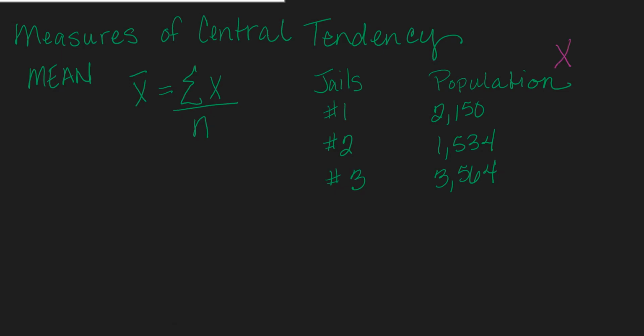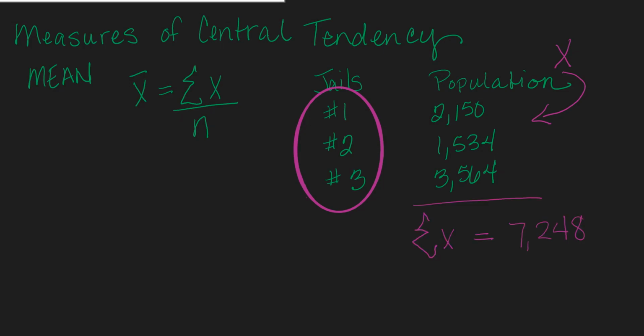Now, these are our x's. This is just telling us how big our sample is, and we know it's 3. So let's go ahead and add up all of these x's. You add the 2,150, 1,534, 3,564, and your sum of all x is 7,248.